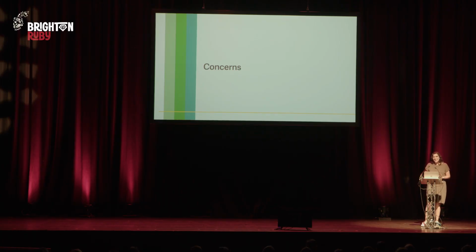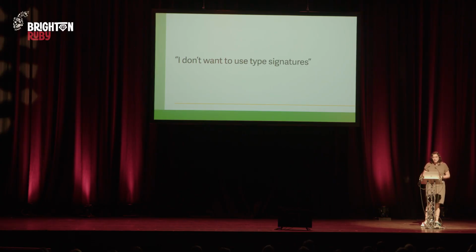So I imagine that some people listening to this talk might still have concerns about type-checking, and I wanted to address them. Many people don't want to use type signatures in their projects, and that's fine. I don't think you should have to. Gradual typing, which is the approach that Sorbet takes, means that you choose how much typing to add to your code. So let's look at some examples.